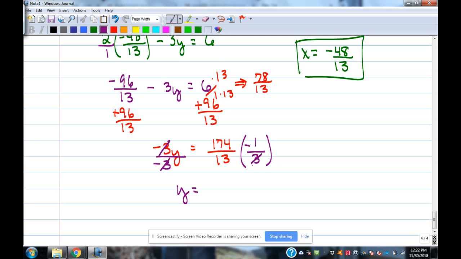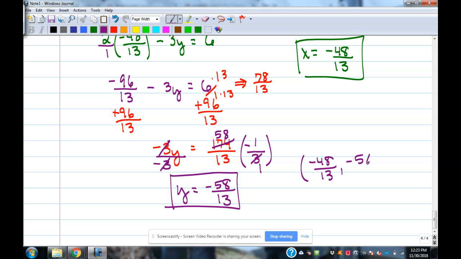So I'm just going to divide by 3 here. 3 goes into 17 5 times. 2 left over, that's 24, 8 times. So that's -58 over 13. So that works out to be a nice looking ordered pair. -48 over 13, -58 over 13.